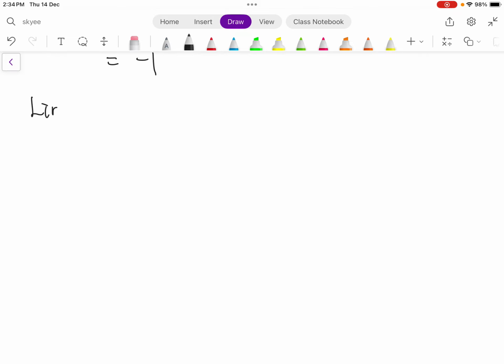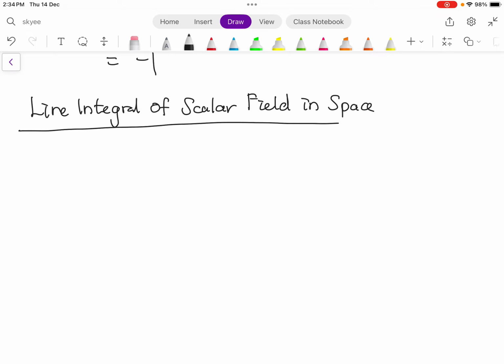So this is a line integral of scalar field in space. In space, you can refer to page 150 of your module. So the difference will be the wording here, in space. In space here means that it will be 3D. The curve will exist in 3D. Just like in example 4.17, you can have a look at example 4.17.